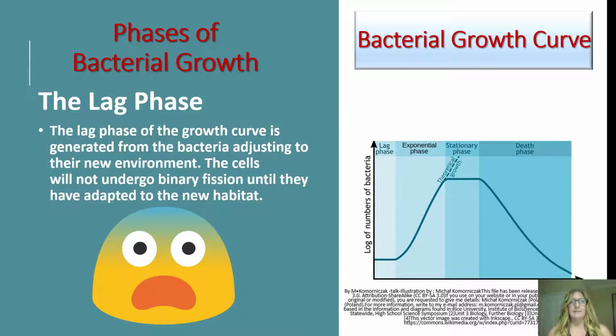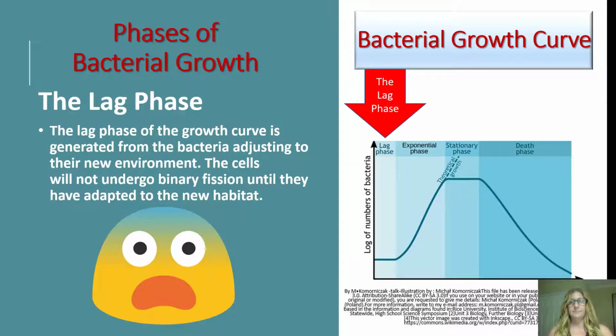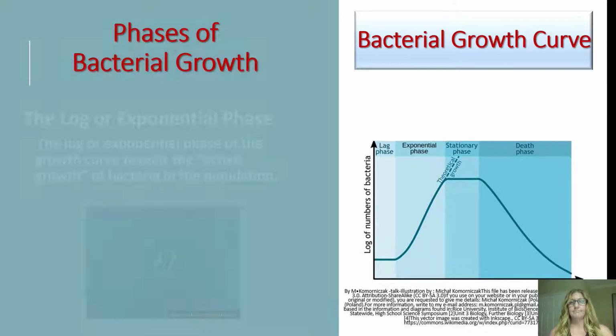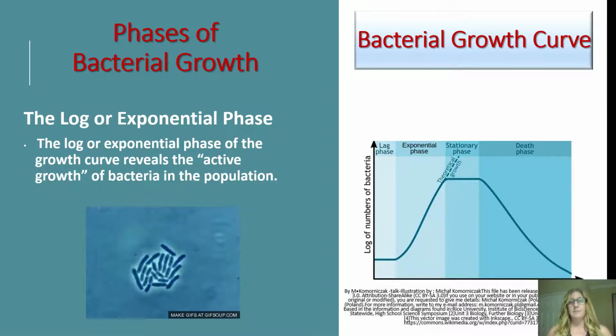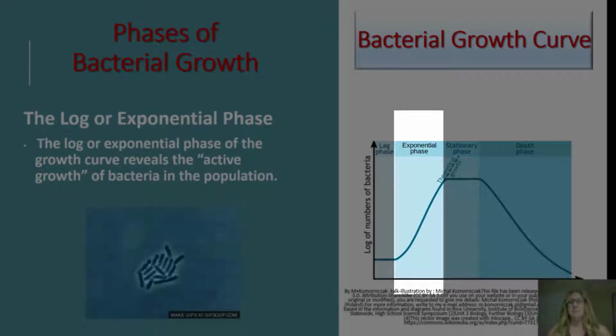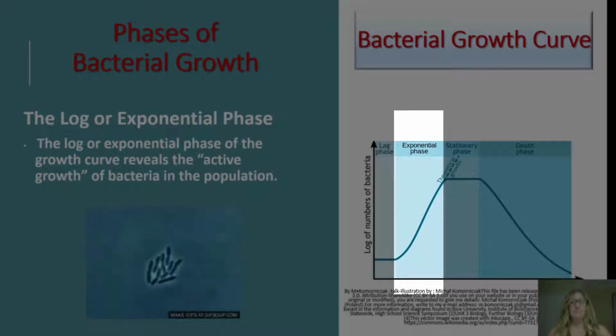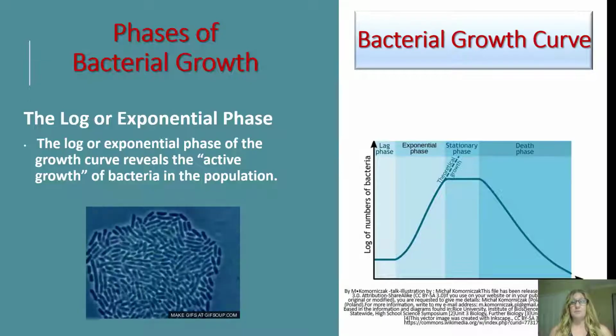The lag phase of the growth curve is generated because the bacteria need a little bit of time to adjust to their new environment. The cells will not undergo binary fission until they've sufficiently adapted to their new habitat. In the log or exponential phase of the growth curve, here is where we see the maximal amount of growth for that bacteria. We also call this the active growth phase.